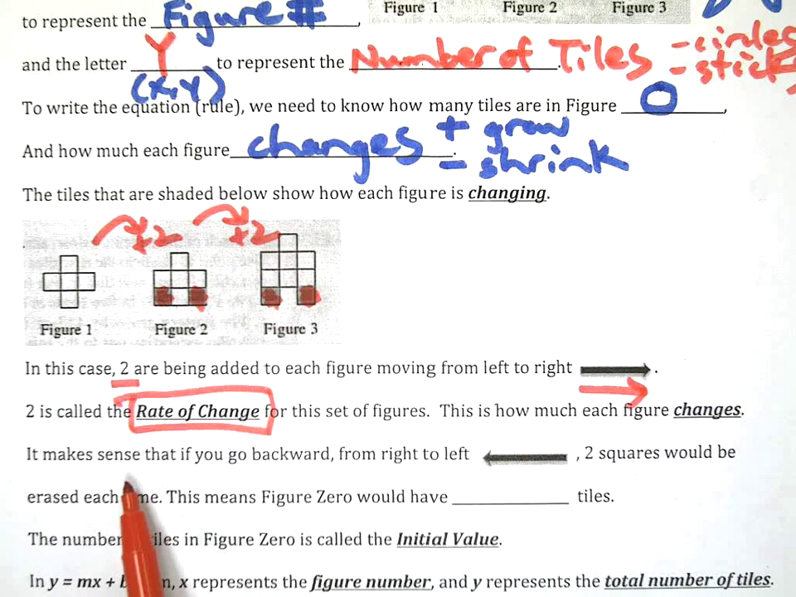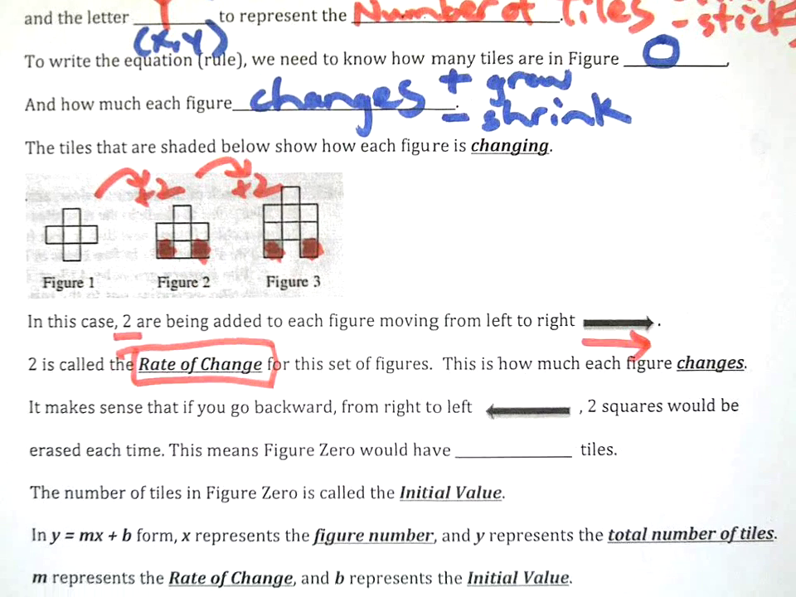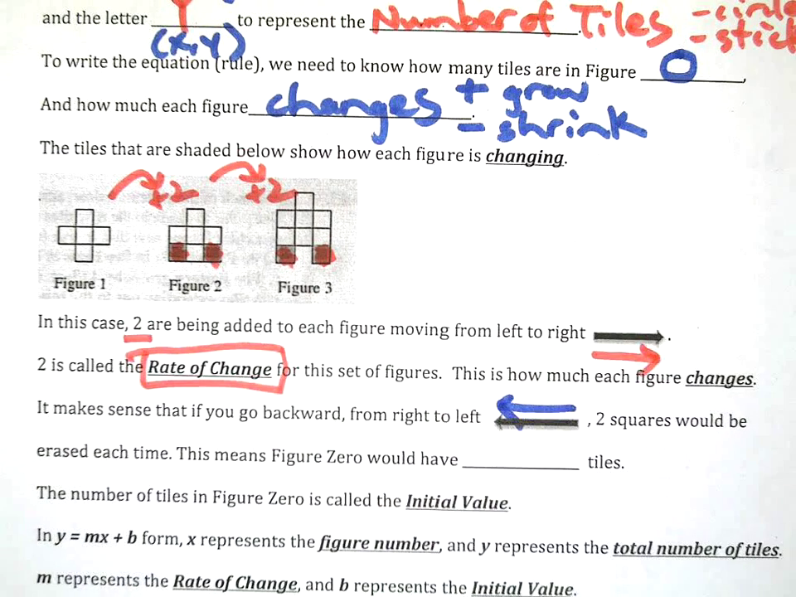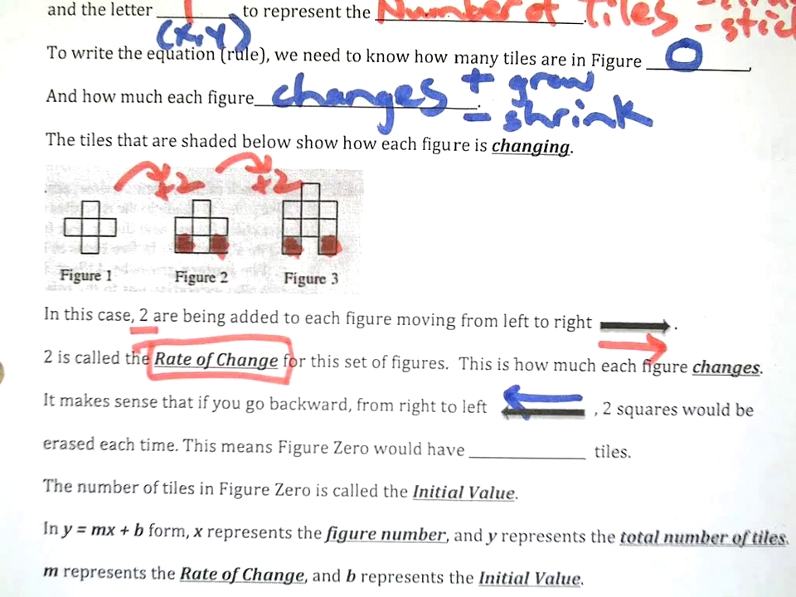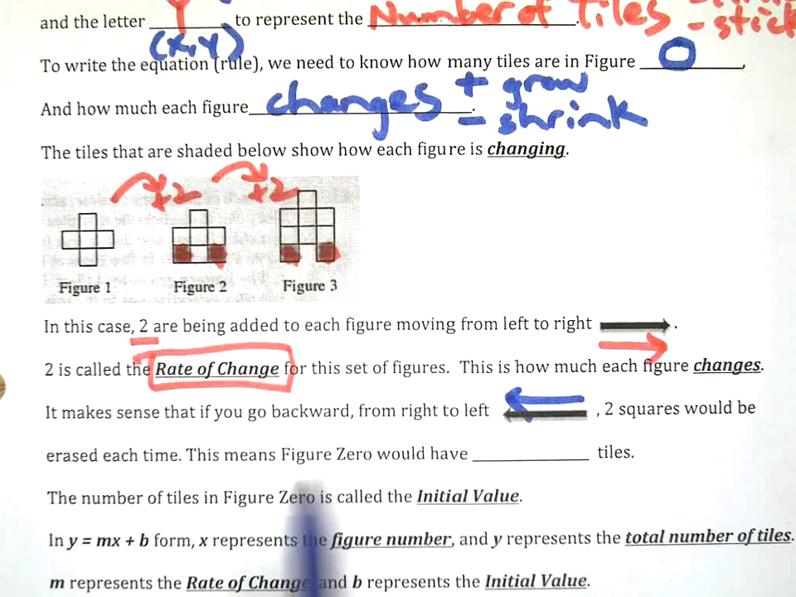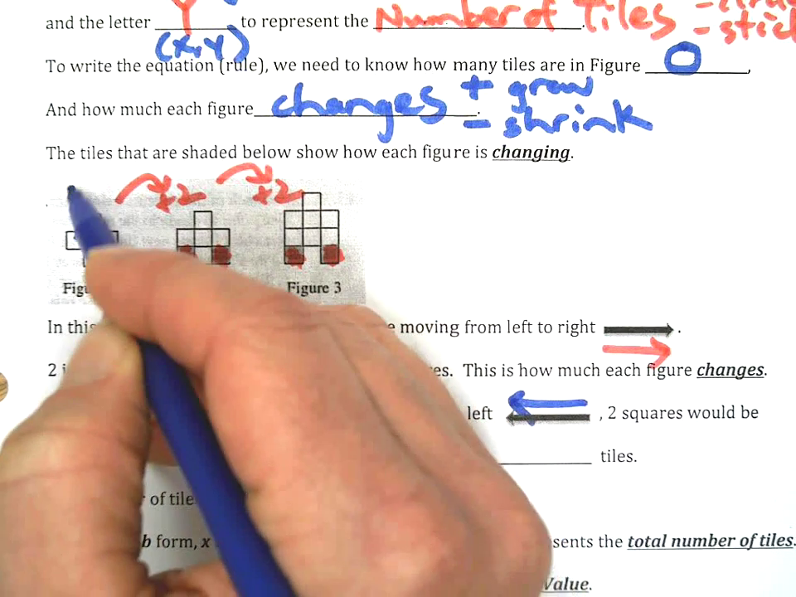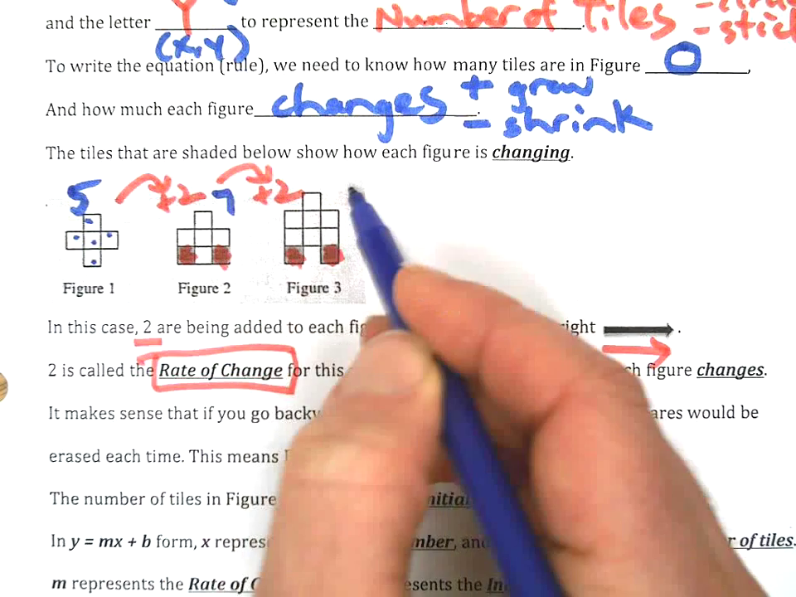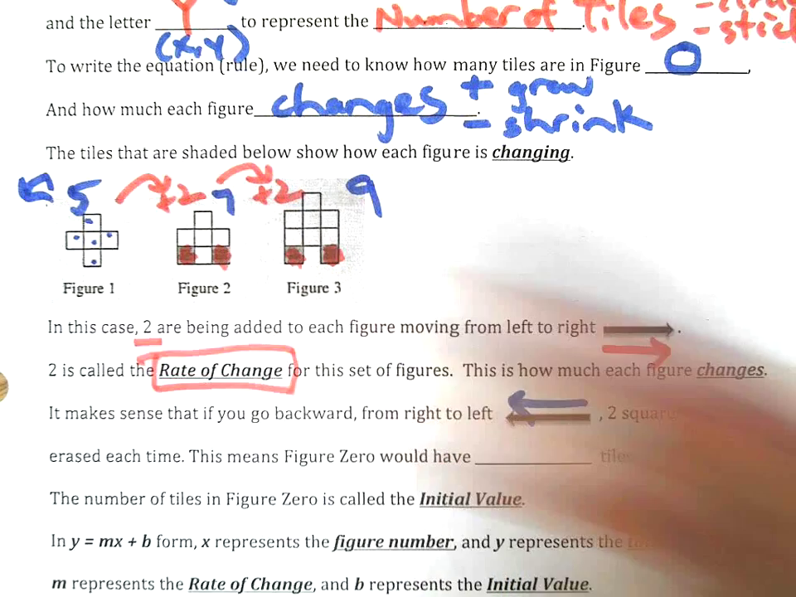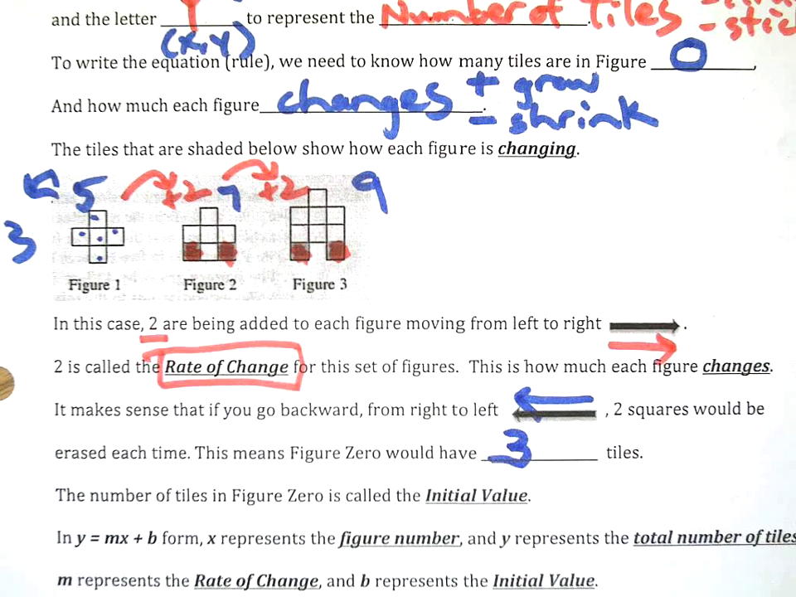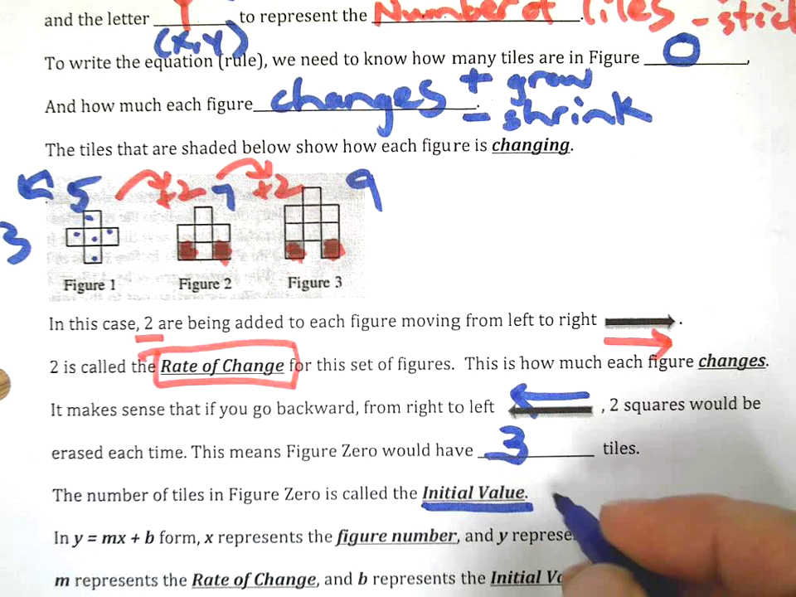So it makes sense also that if you go backward from right to left, 2 squares would be taken away each time. This is a way for us to figure out what the next patterns might have in them. So figure 0 would have, well, here it's got 1, 2, 3, 4, 5, plus 2 makes 7, plus 2 makes 9. So if I'm going to go back this way, it would make sense that figure 0 would have 3 tiles.